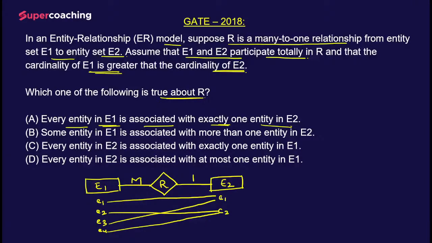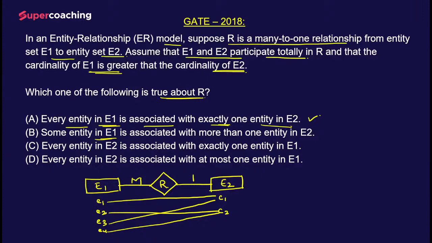Yes, E1 is only related to C1, E2 is only related to C2, E3 is only related to C1, E4 is only related to C2. So seems like this is true. Some entity in E1 is associated with more than one entity in E2.